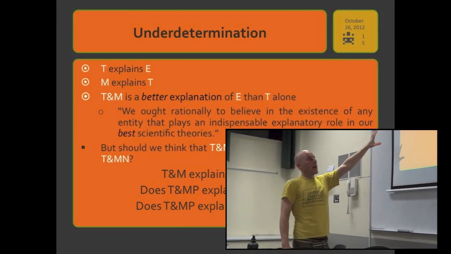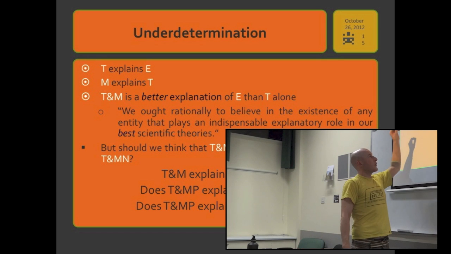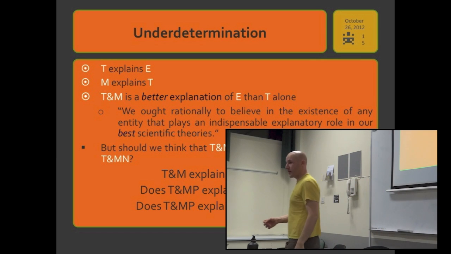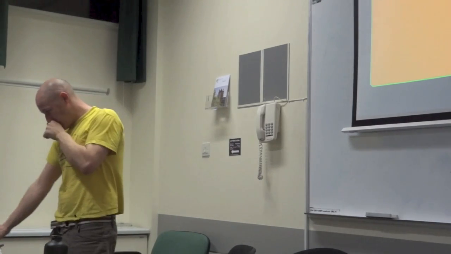This says we ought to believe in the existence of any entity that plays an indispensable role in our best scientific theories, and here T and M is better than T alone. So we've got a better theory, that conjunction T and M is better. So we should not just believe in the stuff that T is saying, the biological theory, but we should also believe in the stuff that M is saying. So I'm just reiterating the way that the argument worked. We've got a better explanation here.